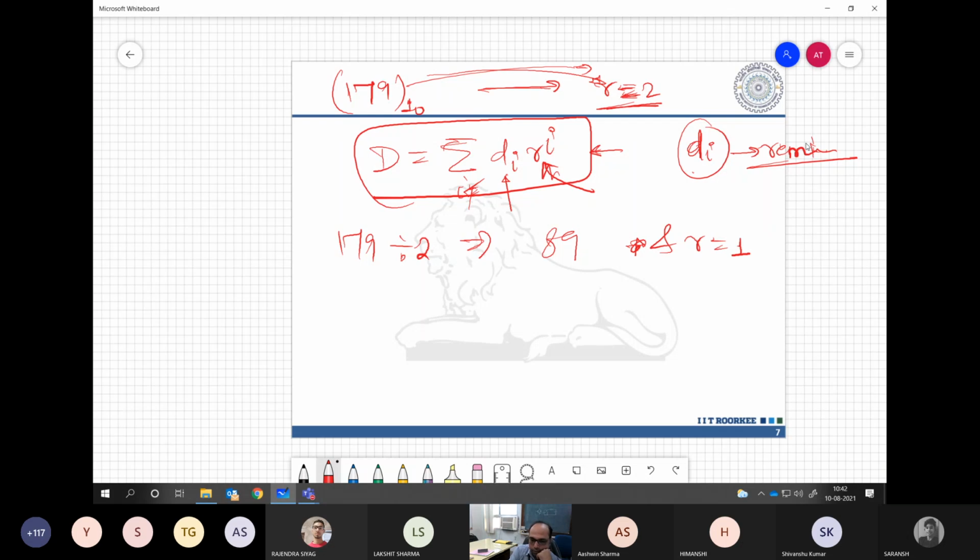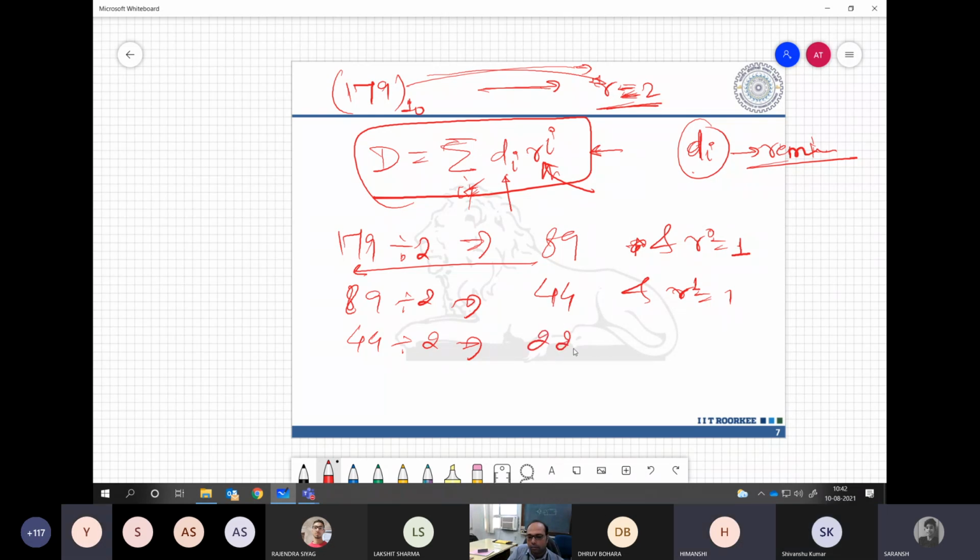Is it? Yes, sir. Next. Next, 44 into 2 plus 1. Divide this, and what comes out? 44 and 1. So let's keep writing what this is representing. This is the 0th position, then this is the first, and keep going. 22 and 0. 11 and 0.